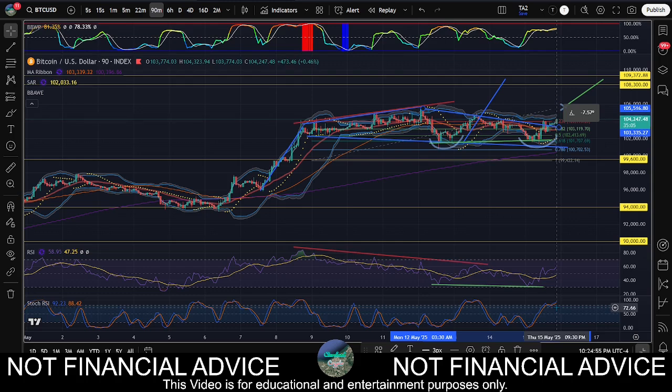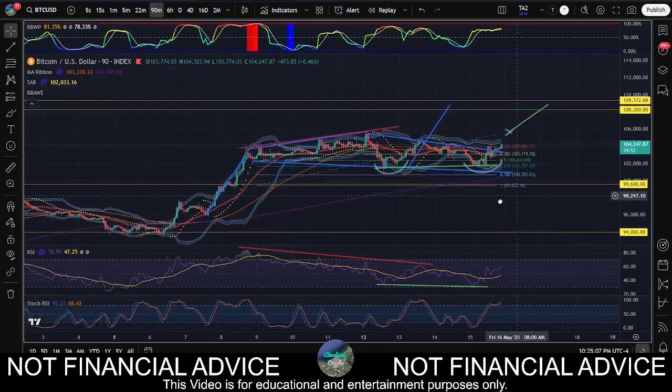I was talking about the Stochs here. Stochs are overbought, but they both look pretty strong, the RSI and the Stochs there, so possibly more upside coming, honestly.